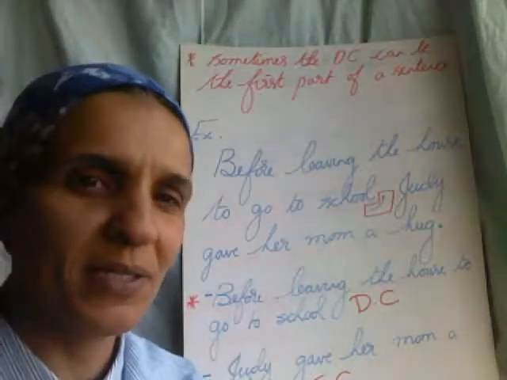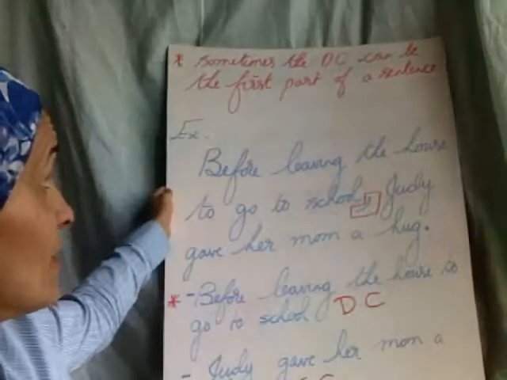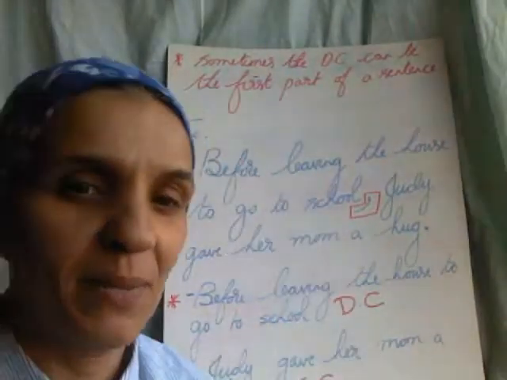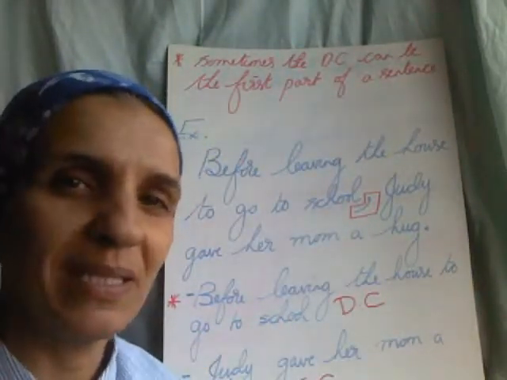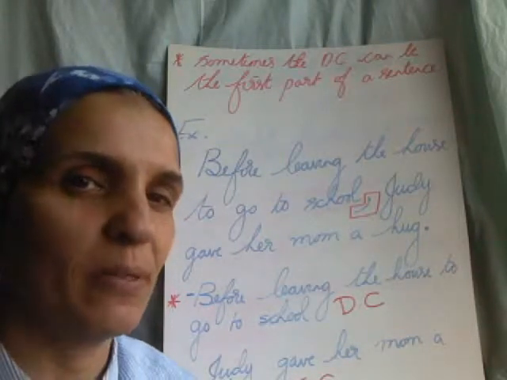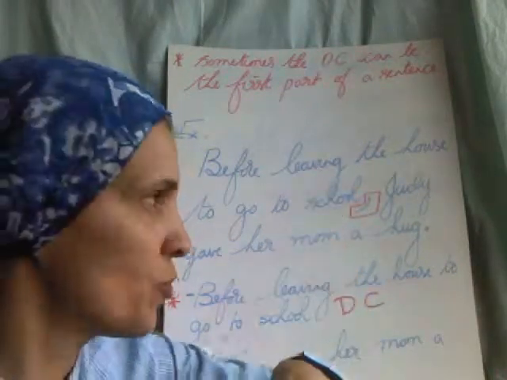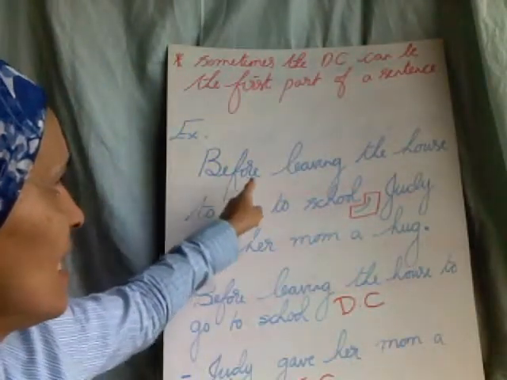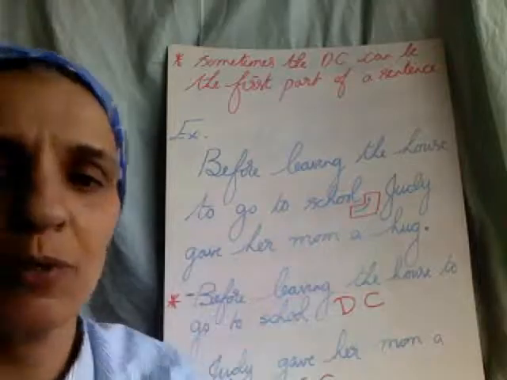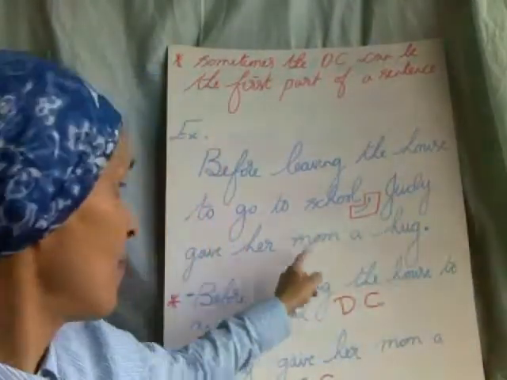Okay, and then just because I wanted to have one more example, to remind you again that sometimes the sentence can start with the dependent clause. My sentence does not always have to start with the independent clause. It doesn't always have to start with me, it can start with you too. Before leaving the house to go to school, comma, Judy gave her mom a hug.